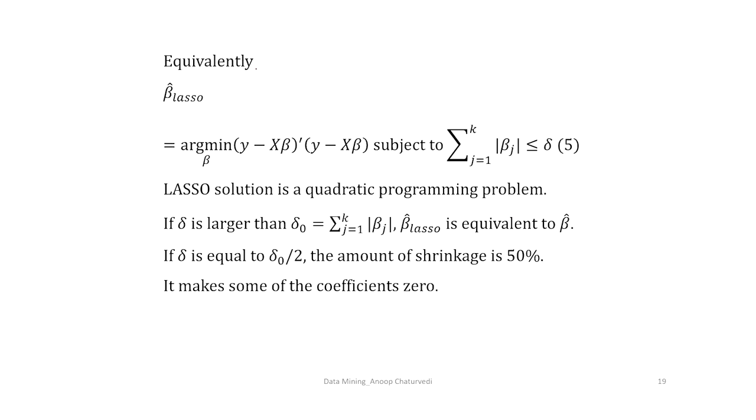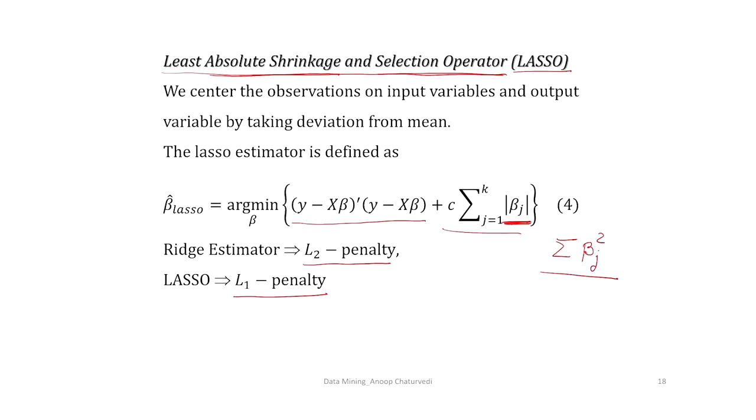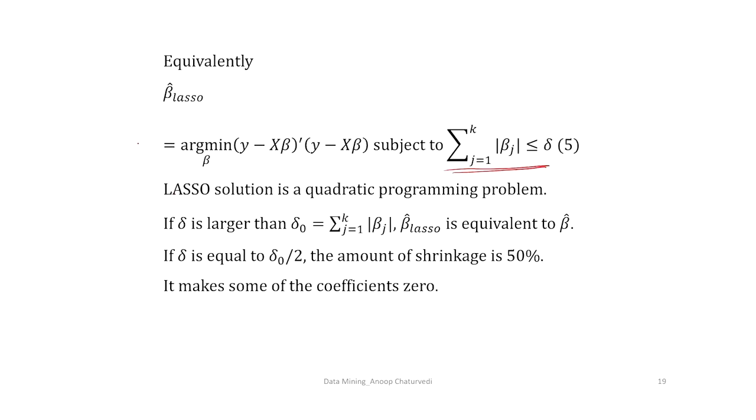Or equivalently, beta hat lasso is equal to argmin of (y minus x beta) transpose (y minus x beta) subject to summation j equal to 1 to k mod beta j less than or equal to delta. So, these two, 4 and 5, are equivalent. Lasso solution is a quadratic programming problem.